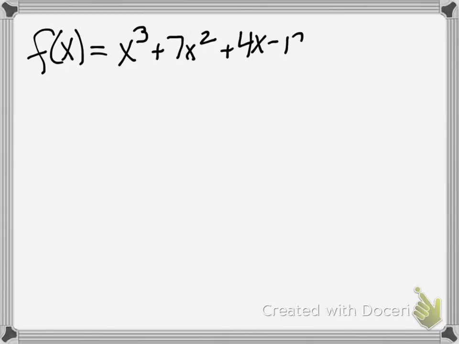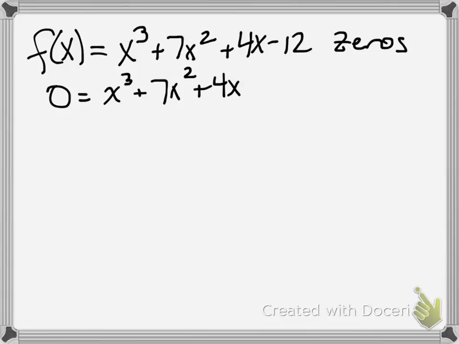So let's start with a function, f of x equals x cubed plus 7x squared plus 4x minus 12. And again, we want to find all the zeros. So essentially we want to set this equation equal to 0 and solve for x. Now, as we talked about before in class, through the fundamental theorem of algebra, we know that because this is a degree 3 polynomial, we expect 3 roots. So we're not going to stop till we find all 3 roots.